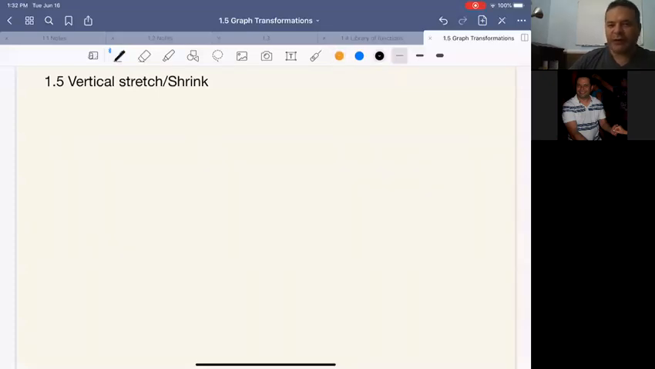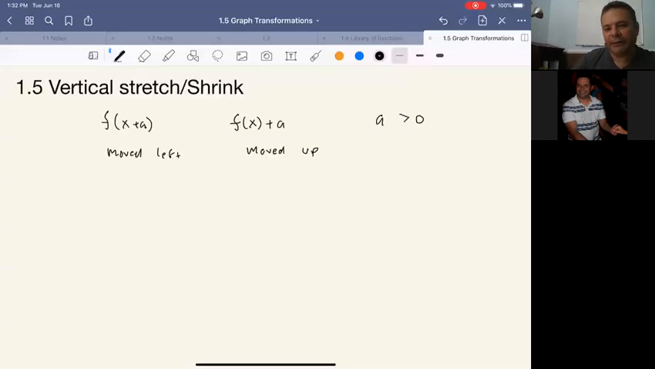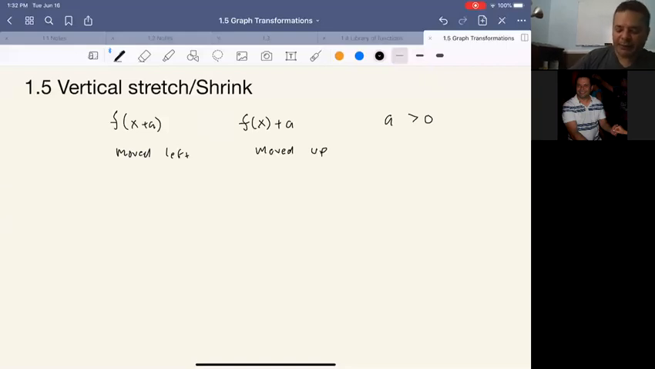One thing that I hope you may have realized is that before, when we had f of x plus a with a bigger than 0, this moved left, not up. So in some sense, it was sort of counterintuitive. The same sort of thing is going to happen with vertical stretch and shrink.